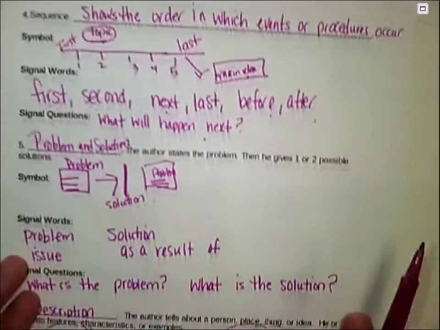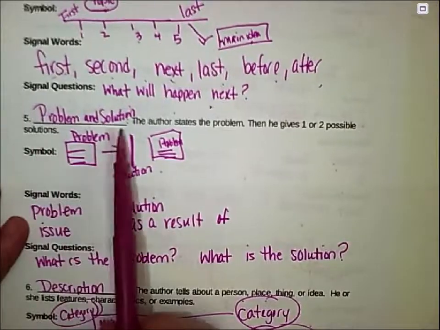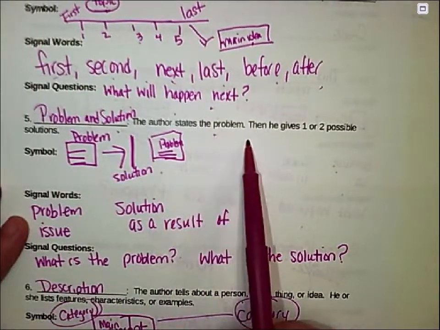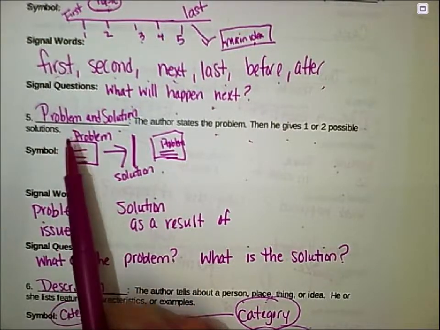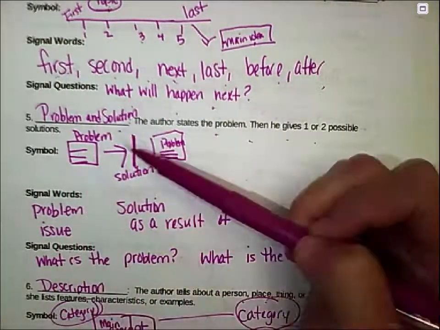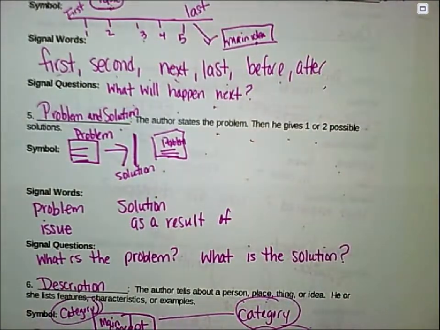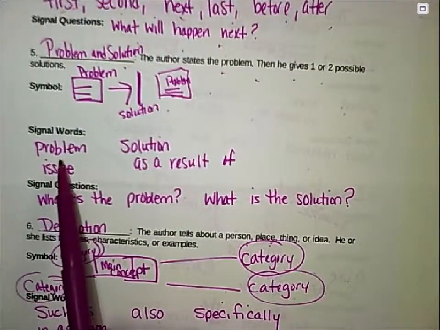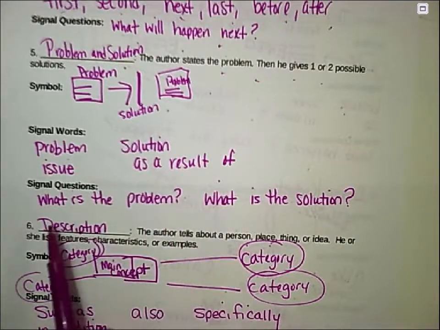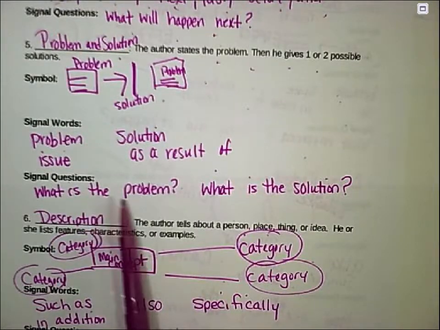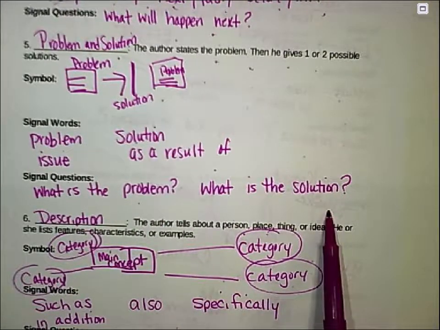Okay. Number 5 was problem solution. It says the author states the problem, then he gives 1 or 2 possible solutions. Problem could be a conflict. Problem could be an issue, which would be a synonym for those, okay? And I just made a little box, and it looks like maybe a piece of paper with some problems. Your solution's in the middle, and then I have another problem. My signal words are problem, issue, solution, as a result of. And my 2 signal questions were, what is the problem? What is the solution? Okay.